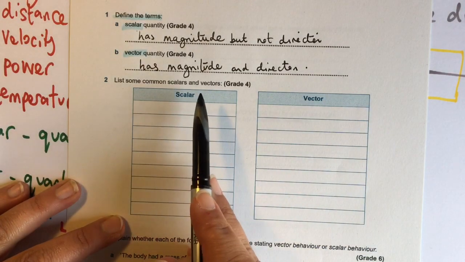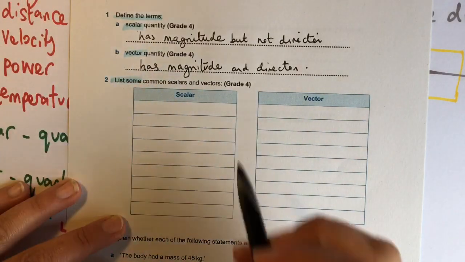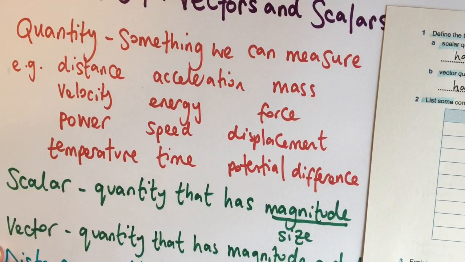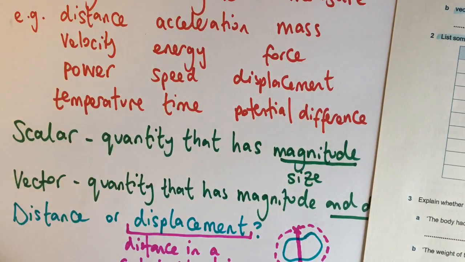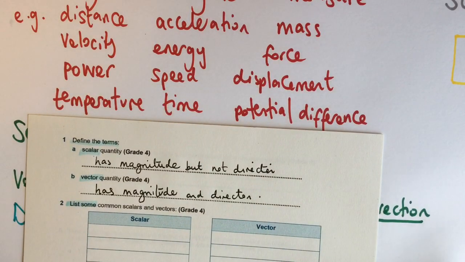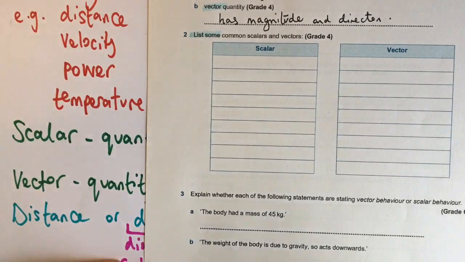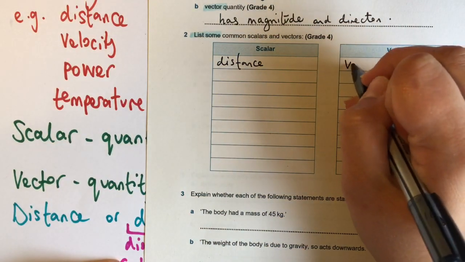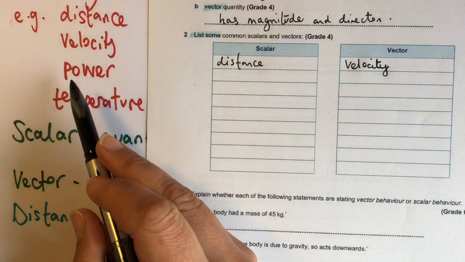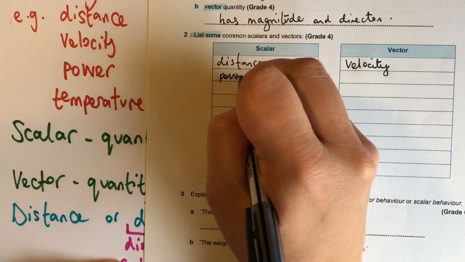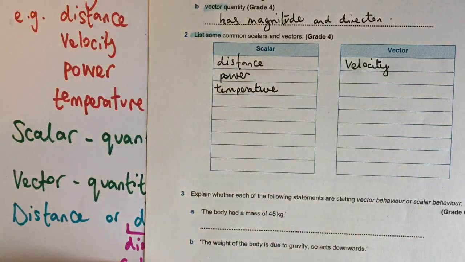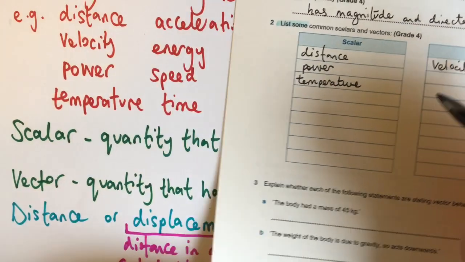Okay, list some common scalars and vectors. So we're just stating in each column which one's which. So I've kept these notes behind here. So if you have a moment now, you could have a go at this question by using these and trying to put them into the two tables. Okay, so we could go across each column and think about, is it a vector or a scalar? So distance is a scalar, velocity is a vector, power is a scalar, temperature is a scalar. Acceleration is a vector.